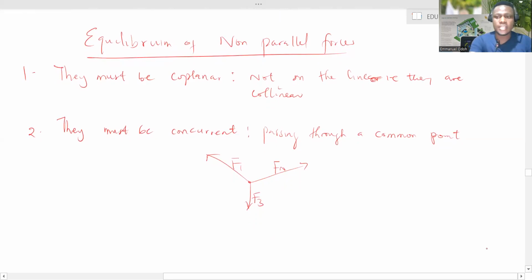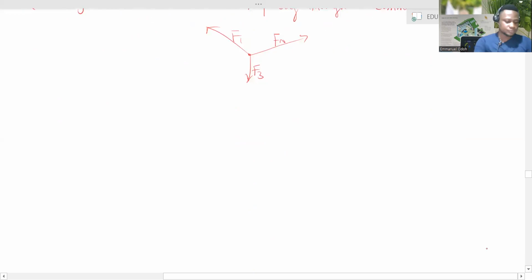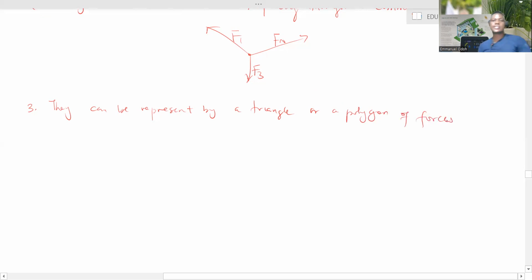So let's see a diagram that will explain. Another condition is that they can be represented by a polygon of forces.